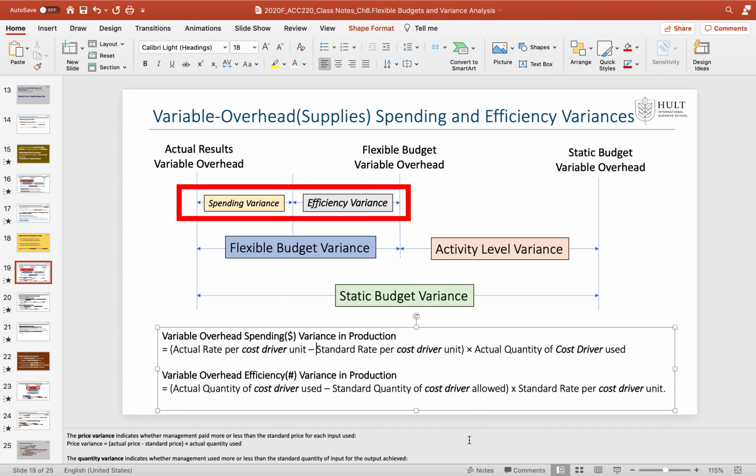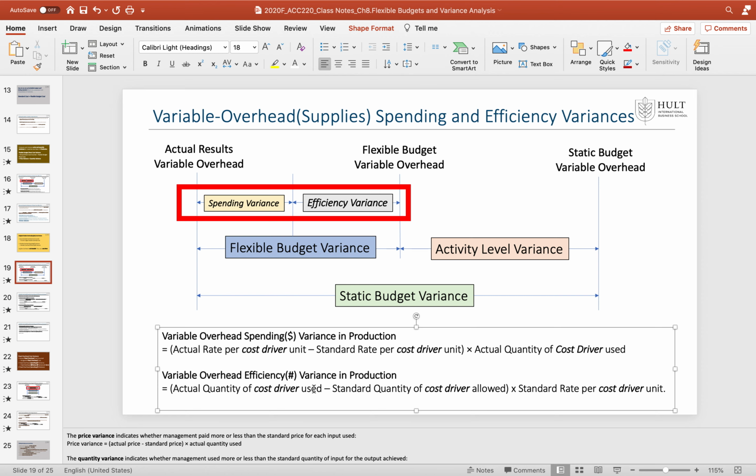Now, let's practice the variable overhead spending and efficiency variance, for example, for supplies. In the same way as we practiced in the variance analysis of direct labor and direct material variances, we also use the concept of price variance and volume variance. It's the same concept, but we change the names of these variances to the spending variance and the efficiency variance.